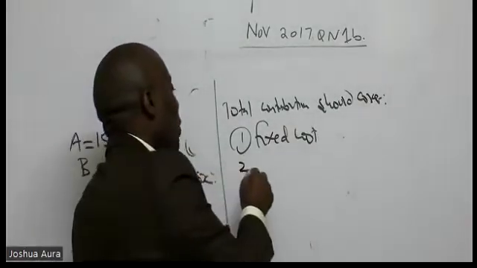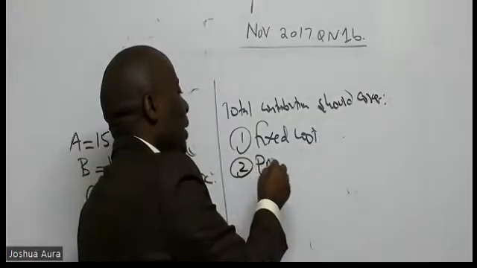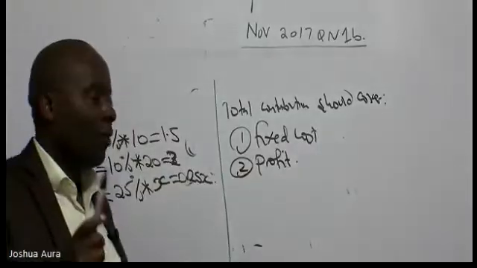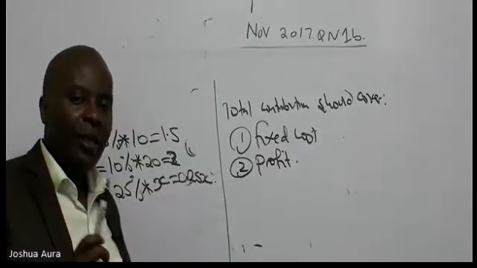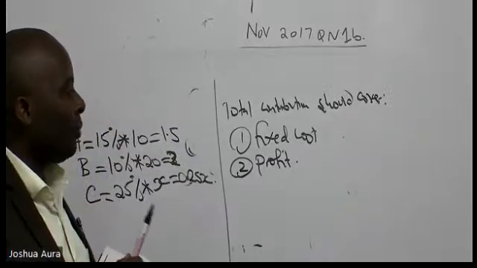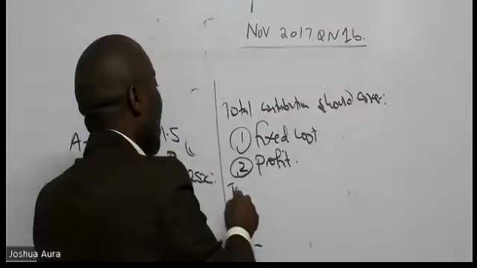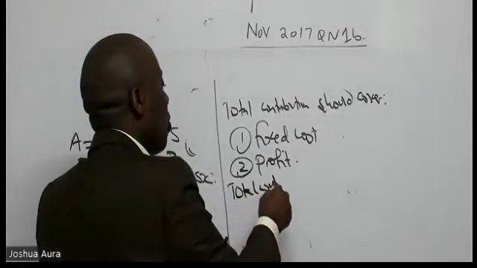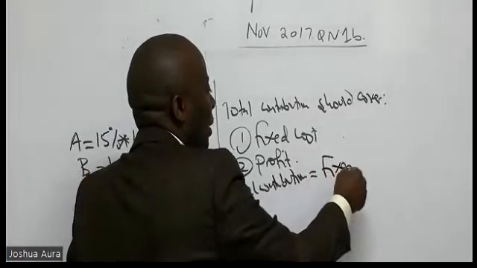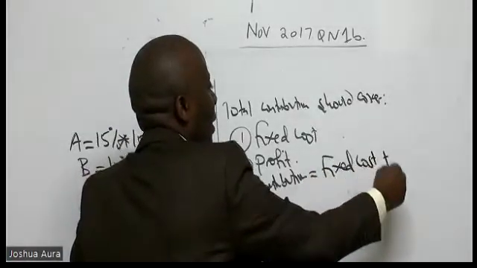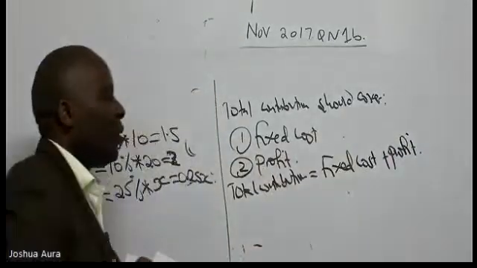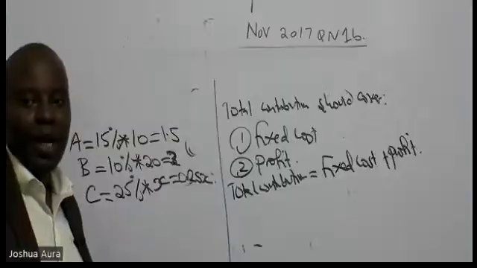And then number 2, we contribute towards what here? Getting a profit. Total contribution should cover fixed cost, and then number 2, the profit of the organization. So you're saying something very important, that basically my total contribution should be equal to fixed cost plus profit. Total contribution should be fixed cost plus profit.